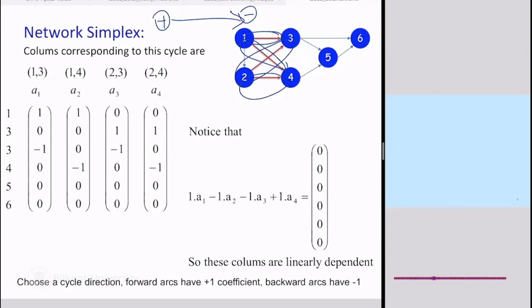Now, when I take those four columns, are they linearly independent? This is the question. Now look at what I find out in here.